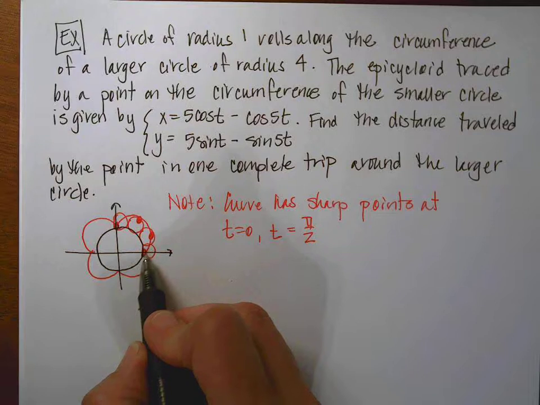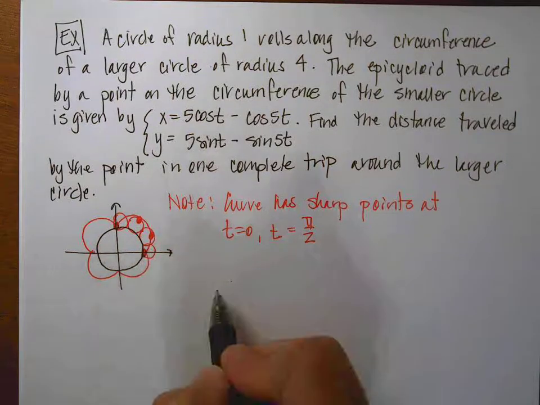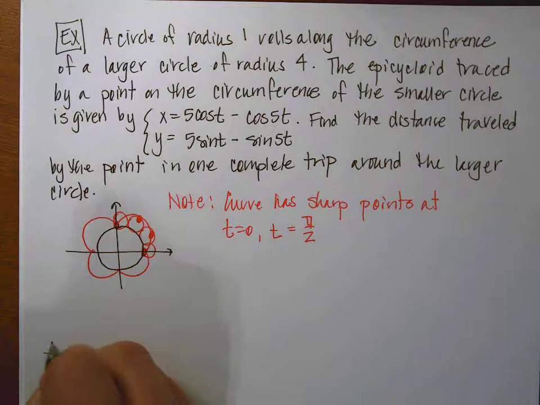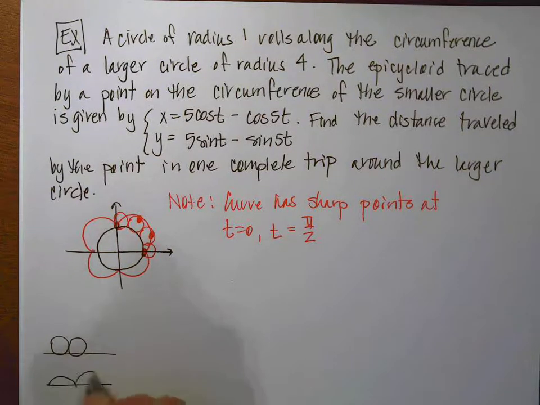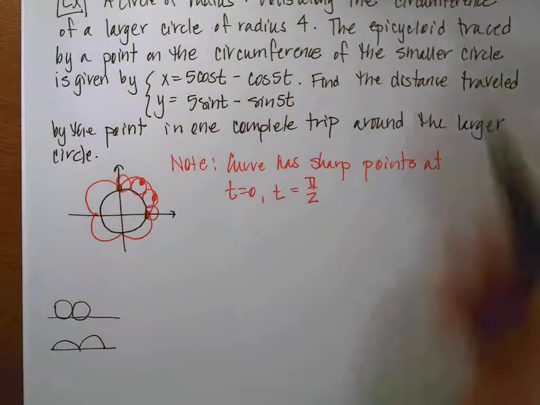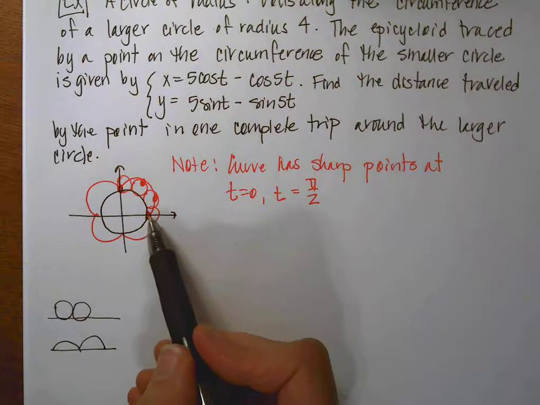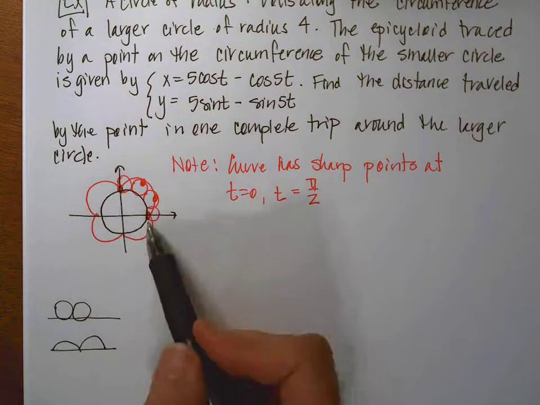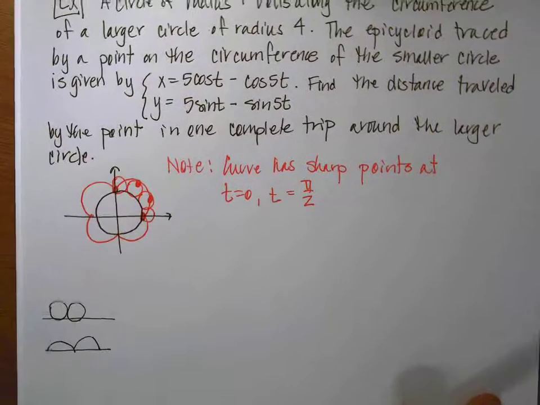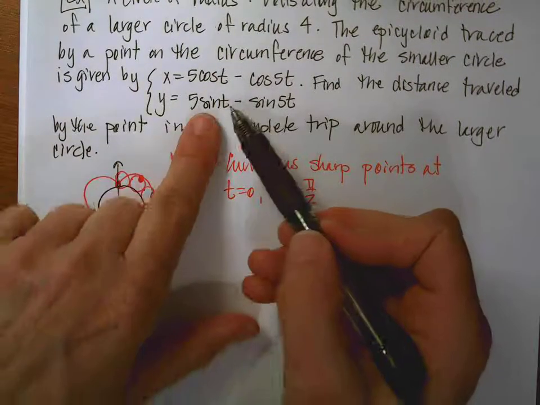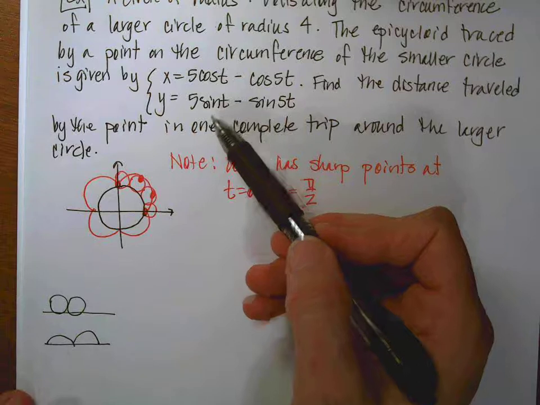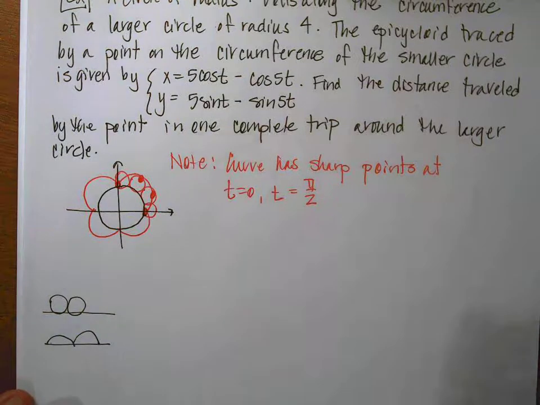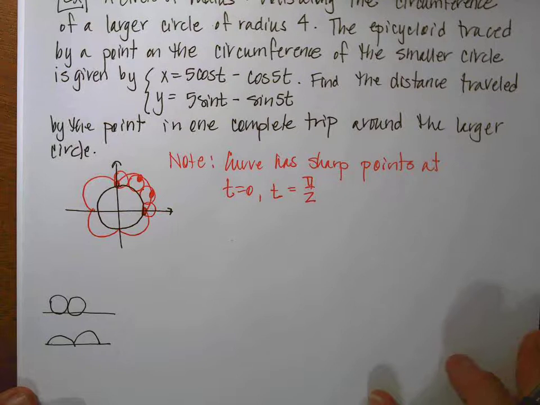An epicycloid, if we just stop and digress for a moment, is when instead of having a circle rolling along a line, because remember we had a circle rolling along in the past, and what it ended up doing was something like this, okay? An epicycloid means that I have a circle rolling along a circle, and it makes a lovely little flower, okay? This defines our circle. It says find the distance traveled by the point in one complete trip around the larger circle.